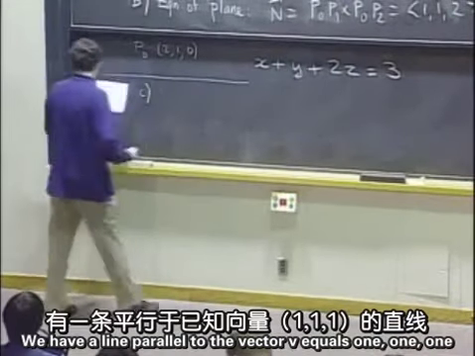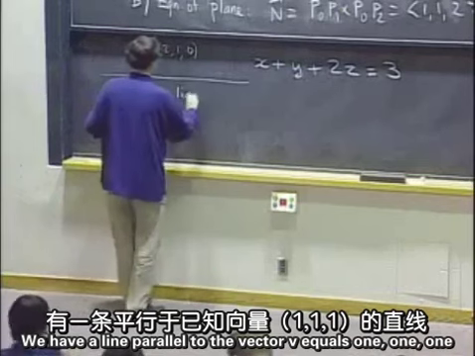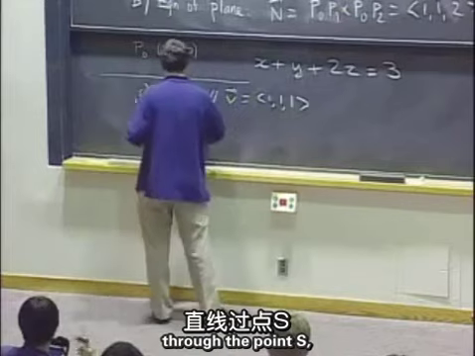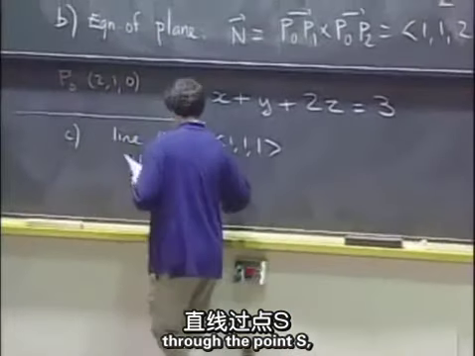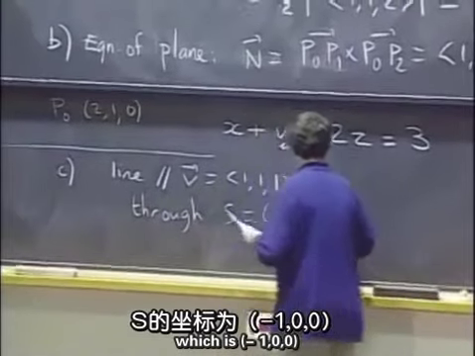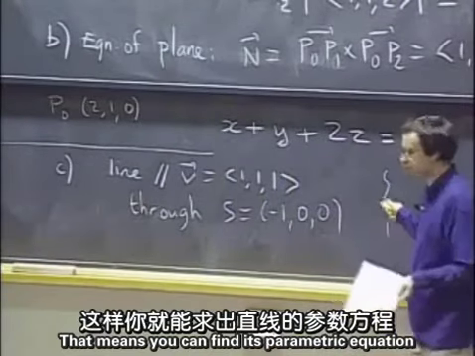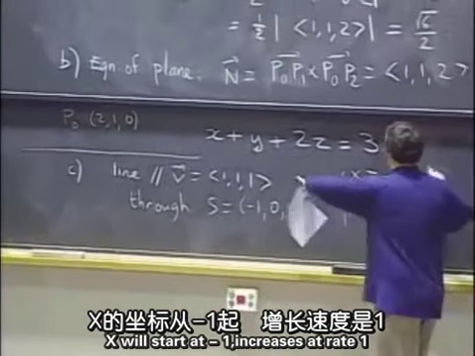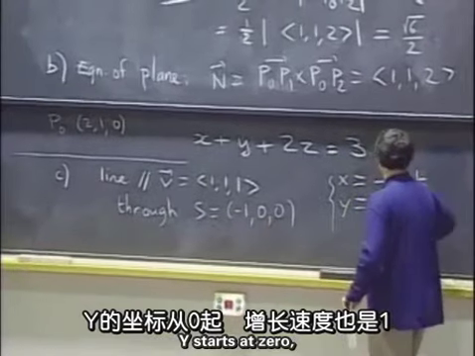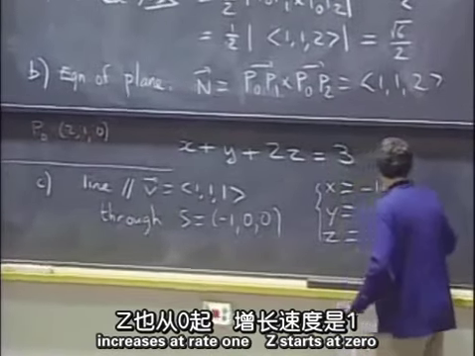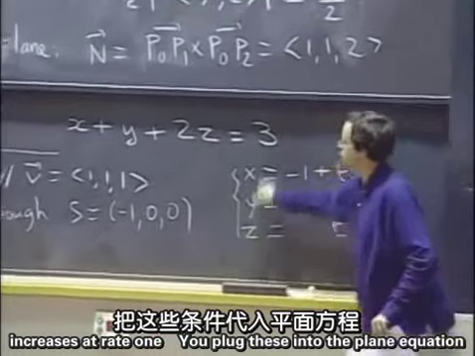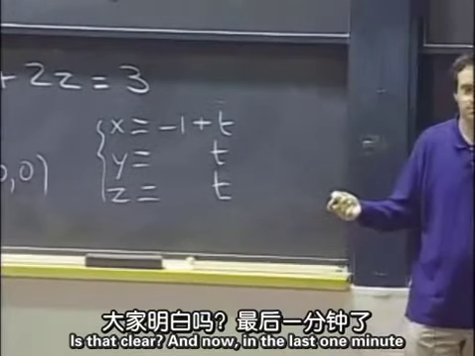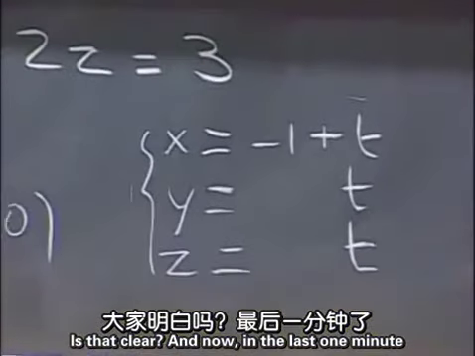And then the third part, so we have a line parallel to the vector v equals 1, 1, 1 through the point S, which is minus 1, 0, 0. That means you can find its parametric equation. So x starts at minus 1, increases at rate 1. Y starts at 0, increases at rate 1. Z starts at 0, increases at rate 1. You plug these into the plane equation, and that will tell you where they intersect. Is that clear? Okay.